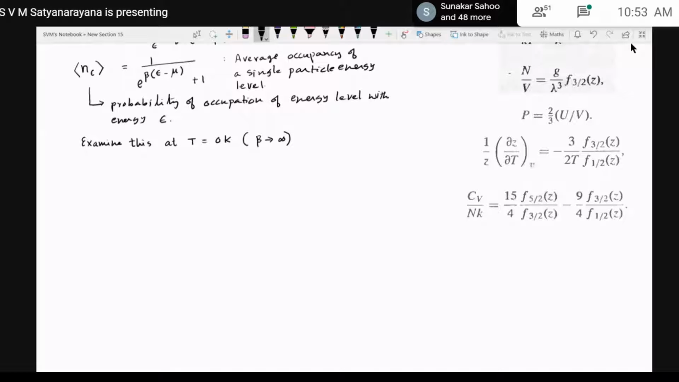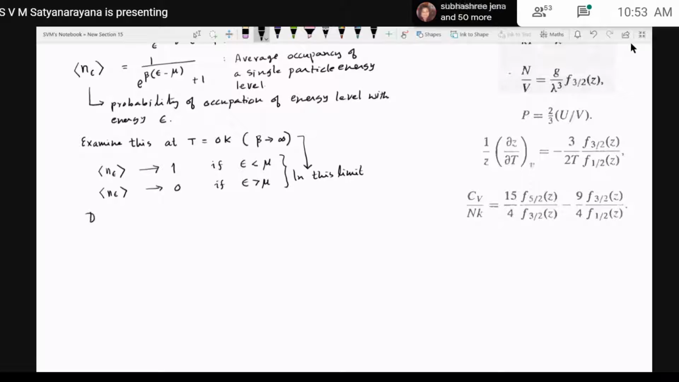So this n epsilon will go to 1 if epsilon is less than mu, and n of epsilon will go to 0 if epsilon is greater than mu. And of course this is true in this limit. So at T equal to 0, this is what you can expect.